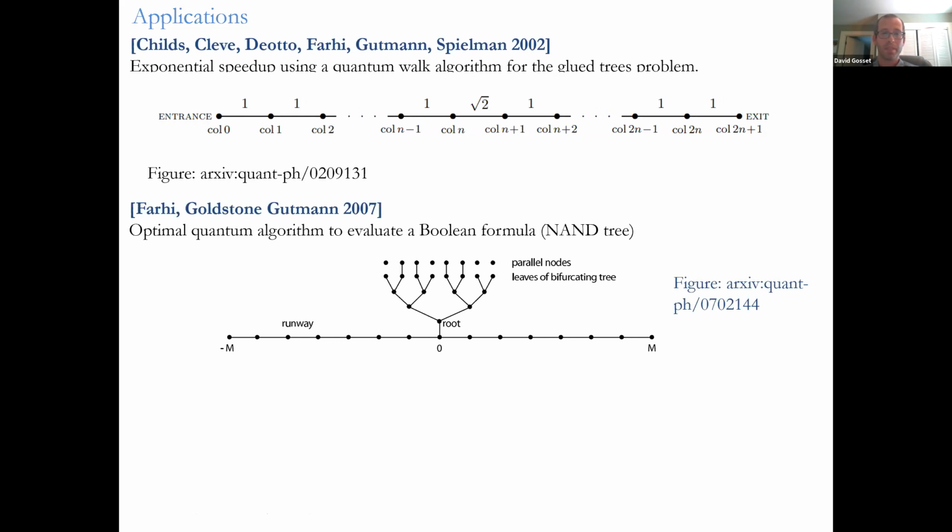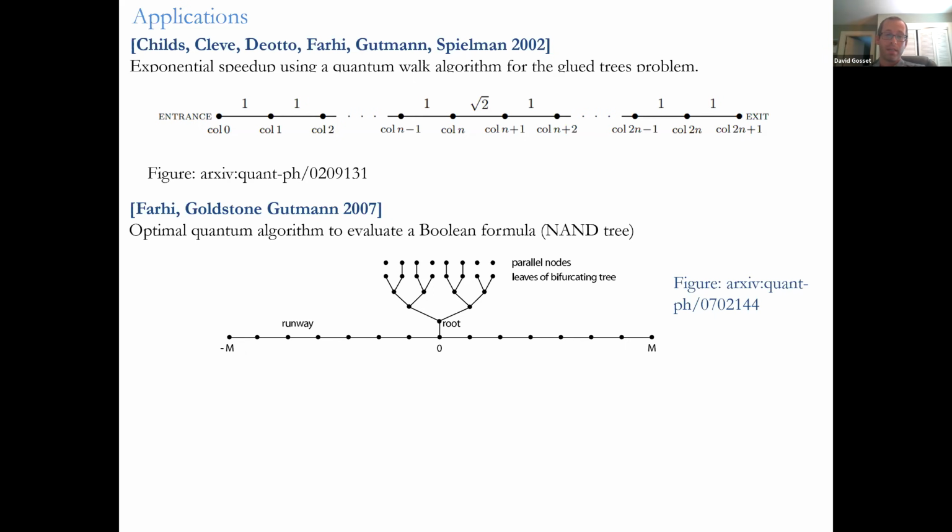A second example, which was the first paper I ever read in quantum computing about 14, 15 years ago, is a very beautiful paper by Farhi, Goldstone, and Gutmann, who gave an optimal quantum walk algorithm to evaluate a certain type of Boolean formula known as a NAND tree. It's not really important what the formula is. The setting is that you can query bits of the input, but you want to compute some specific function of the input, which is this NAND tree function, and the output of that function is either 0 or 1.